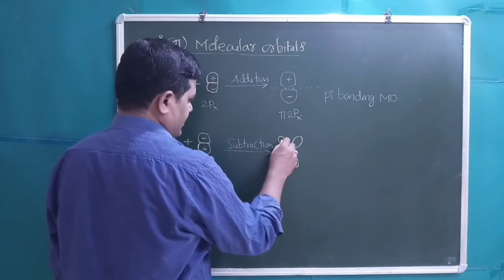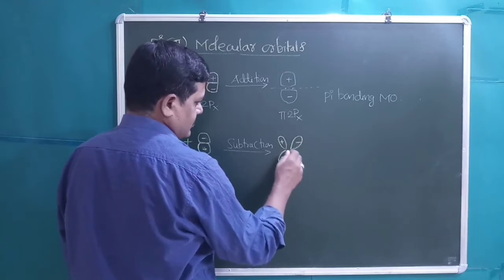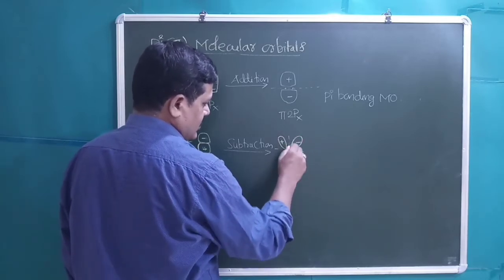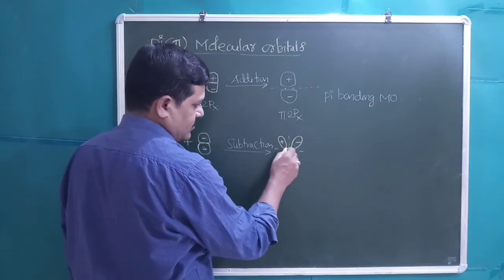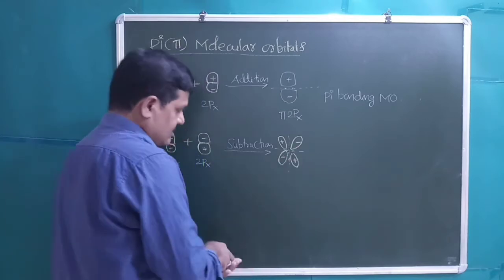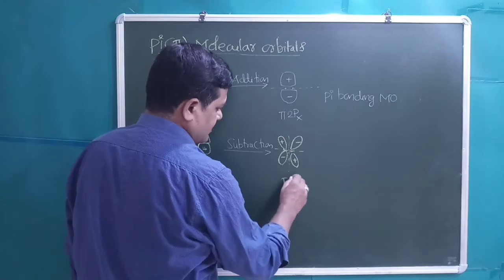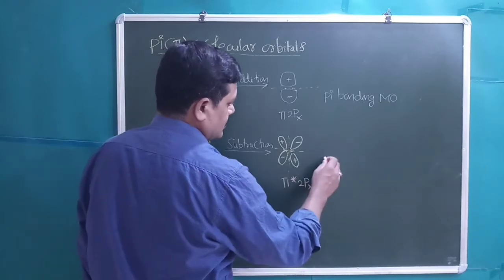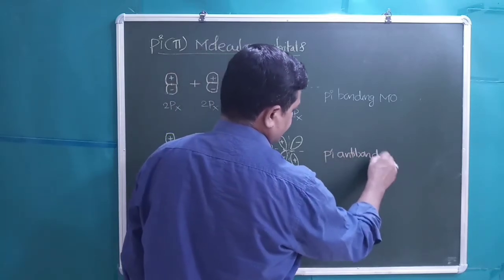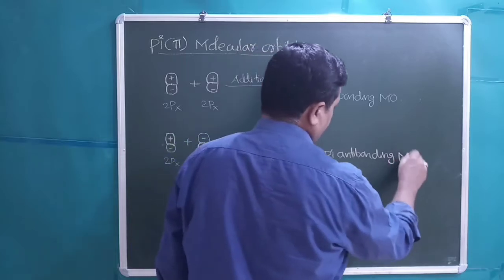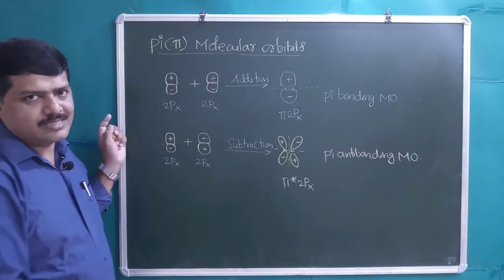That is called the pi anti-bonding molecular orbital. Now this has a positive lobe, negative lobe, negative lobe, positive lobe. Two nodes or nodal planes are formed here. This is one nucleus, this is another nucleus. Pi star 2px, the pi anti-bonding molecular orbital.